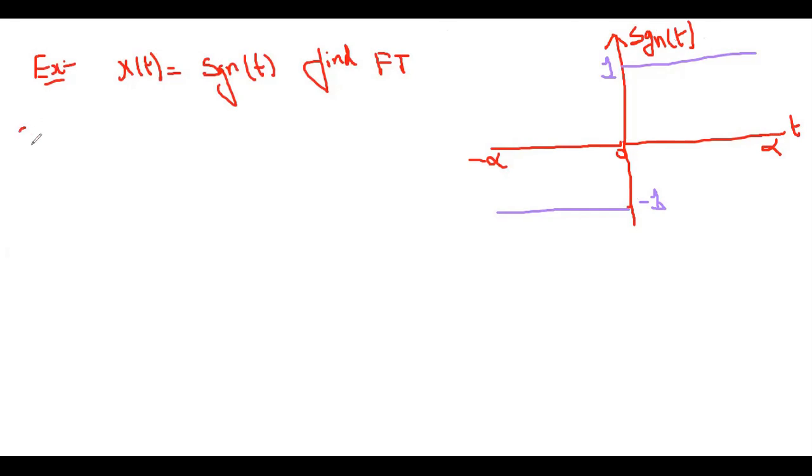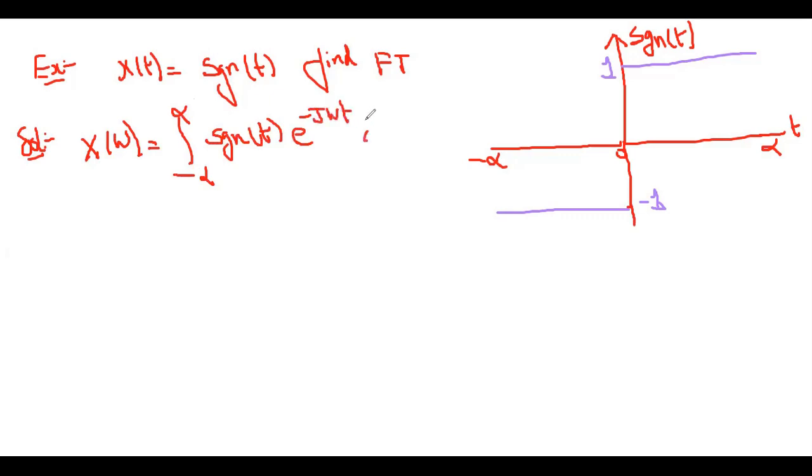So what is the definition of the Fourier transformation to find here? X of omega is equal to, directly substituting here, the integral from minus infinity to infinity of signum of t into e power minus j omega t dt. So what is the signum of t? We have two parts. One is minus infinity to 0.